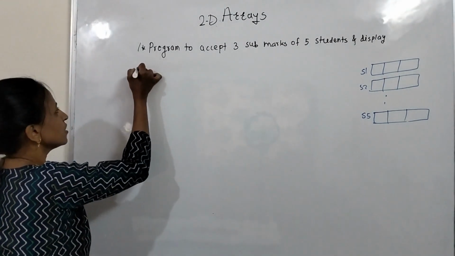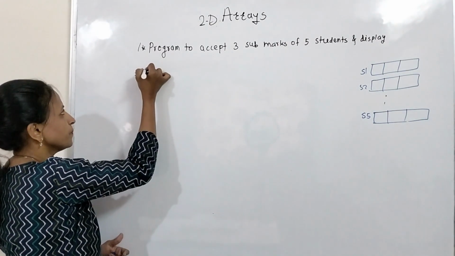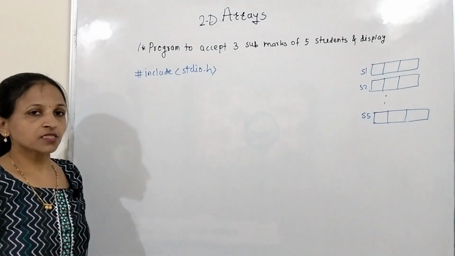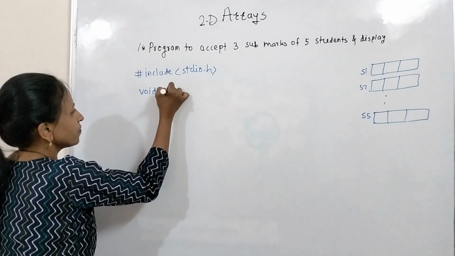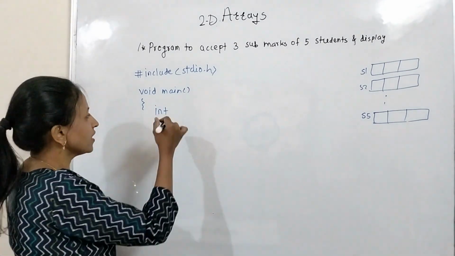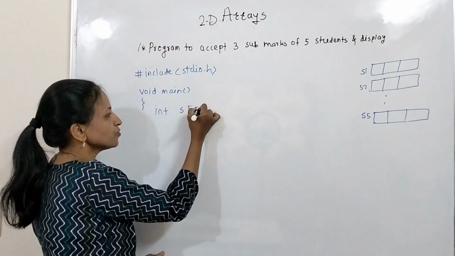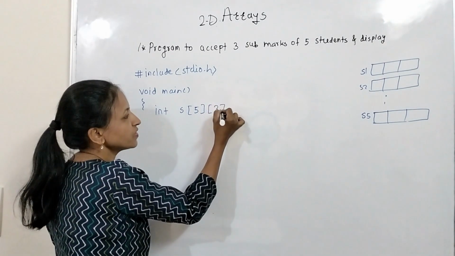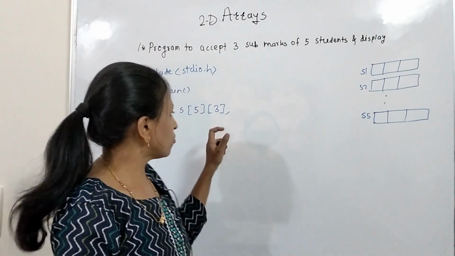Now first we have to include the header file like stdio.h, as usual. Okay, now see next we have to write void main. In that we will declare one array. Here an integer array we have to declare, and the array name let it be s, and first how many students are there? 5 students are there, and for each student 3 subject marks we are going to store. That's why 5 by 3. Row size will be 5 and column size will be 3.